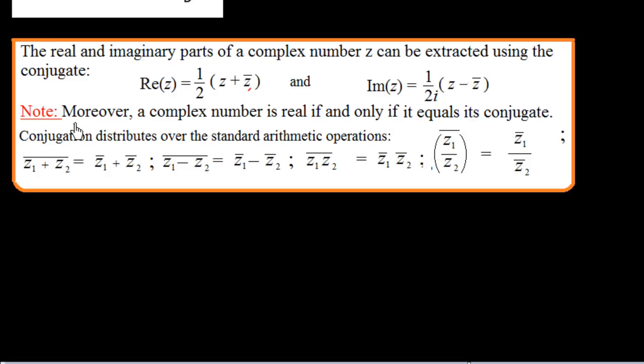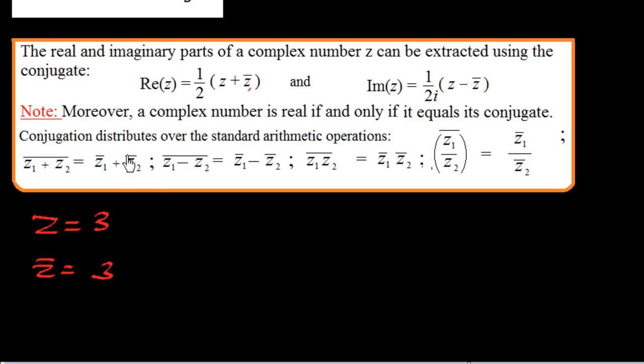Here is another note. Moreover, a complex number is real if and only if it equals its conjugate. If you have a complex number like z equal to 3, then z bar is also 3 because there is no imaginary part here. We just have to change the sign of the imaginary part. So in this way we can easily find the conjugate of a complex number. If there is no imaginary part, then it would be the same.